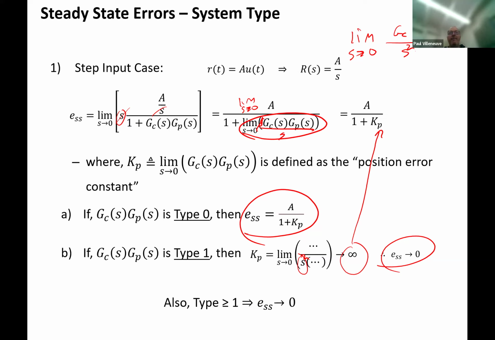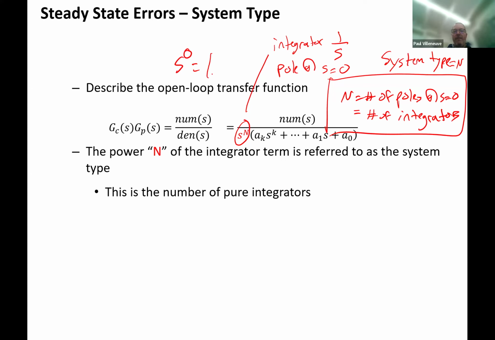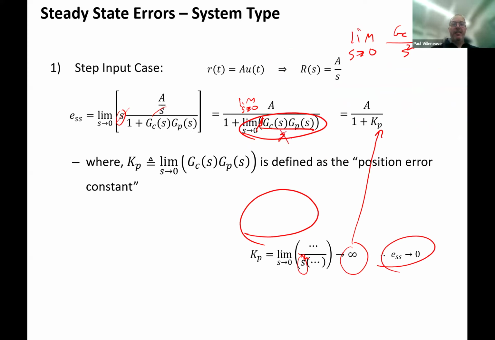Okay? So when you say type 0, does it mean that n is equal to 0? Yes. Because n is the number of s's or number of poles at s equals 0. So if I have an s to the 0, what does s to the 0 equal to? 1. So over here, that's equal to 1, isn't it? So I don't have any problems with that. Doesn't blow to infinity. Okay.